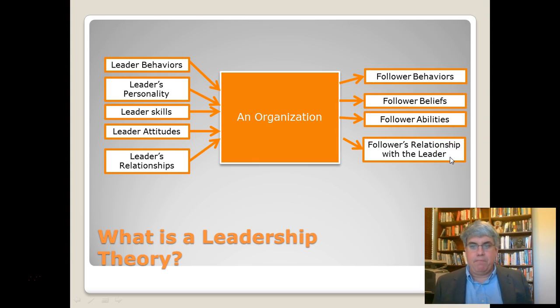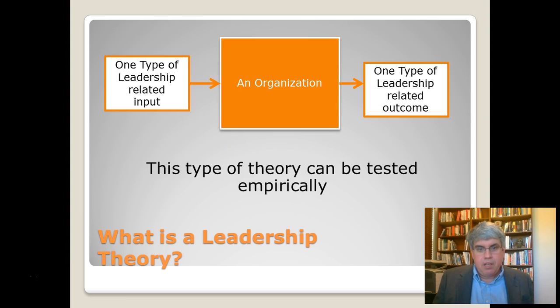And to make this even more complicated, some of these leadership-related outcomes, such as the follower's relationship with the leader, can also go back and become an input. So we can get these feedback loops going through this. So if we just try to describe the entire leadership process, it becomes extremely complicated. We've got dozens or hundreds of variables on this side, and dozens or hundreds of variables on this side, and it becomes a bit too complicated to think about coherently.